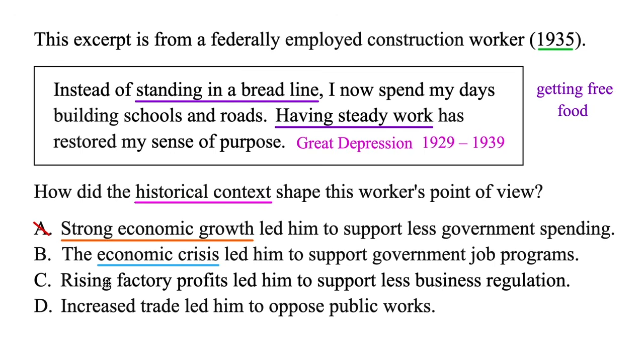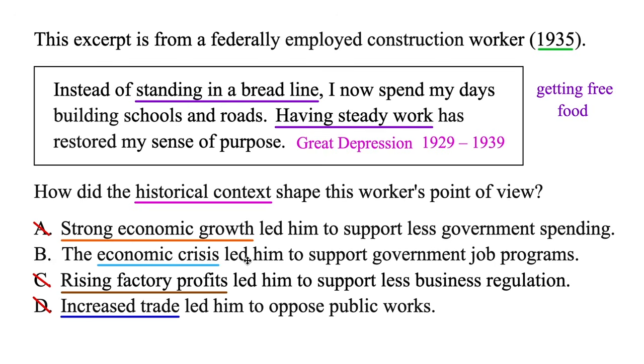The third one, rising factory profits. But rising profits, your company's making a lot of money, and that wasn't what was going on here. So the third one, probably not. And then the last one, increased trade. Well, if the economy is doing really well, you'll probably have increased trade, but probably not again during this time period. So that whittles it down all the way to B, and this is the correct one.